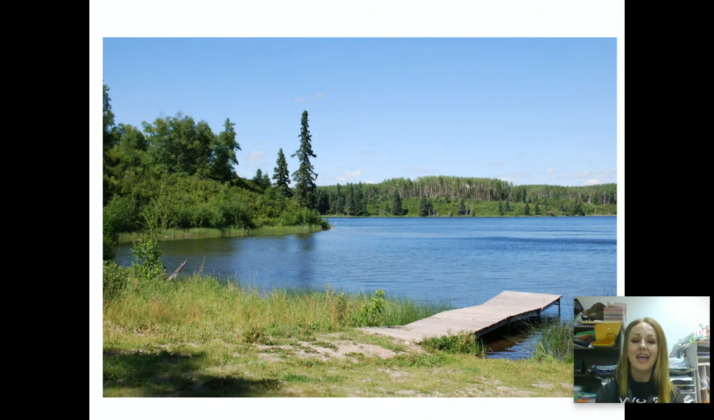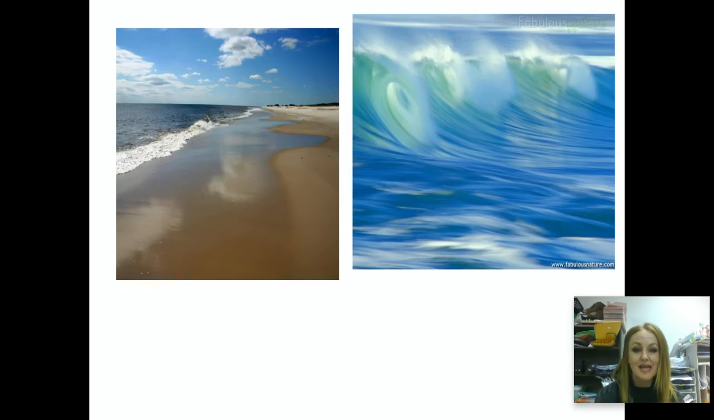It is a lake. A lake is surrounded by land. It's a bit deeper than, say, a pond, but not as deep as the ocean. And the ocean is not surrounded by land. So let's move on to the next one.